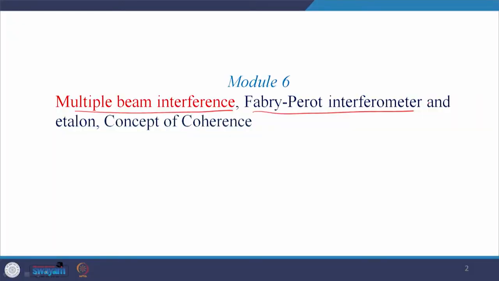There we took a thin film and then we considered only the first two reflected and first two transmitted rays, and there we talked about interference between the two. Here we will take multiple reflected and multiple transmitted rays, and the interference between reflected rays would be considered, as well as the interference among transmitted rays, and there we will talk about the condition of maxima and minima. Okay, and thereafter the Fabry-Perot interferometer would be discussed. And at last, I will introduce the concept of coherence here.